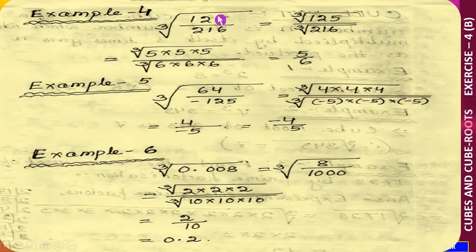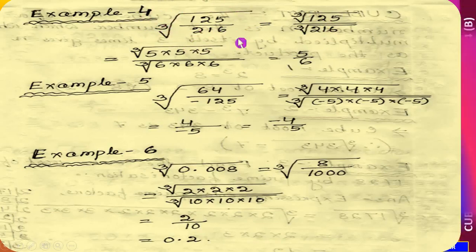This whole cube root is given, so we can write it as cube root of 125 divided by cube root of 216, because the cube root of the whole is given. Now cube root of 125 can be written by prime factorization as 5 into 5 into 5 its cube root, and 216 can also be written as 6 into 6 into 6 its cube root. So out of this triplet we can write 5, and out of this triplet we can write 6. So the answer is 5 by 6.